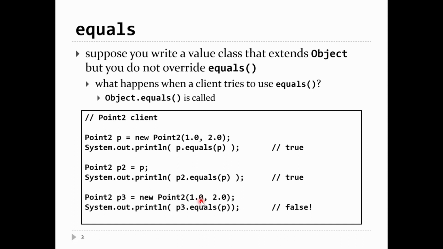If I make a new point, so call the constructor, use new, now I really do have a new point whose coordinates are 1 and 2, same as p. If I use the version of equals that I get from Object and compare p3 and p, that's false. Now for points, that's probably not the answer that you want. For points, you probably want equals to return true if the two points have the same coordinates.